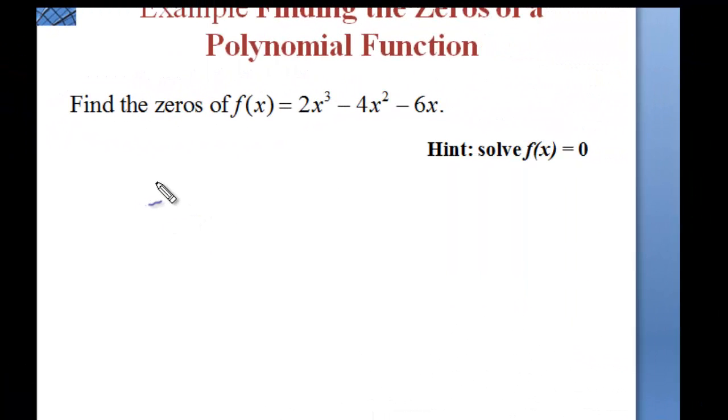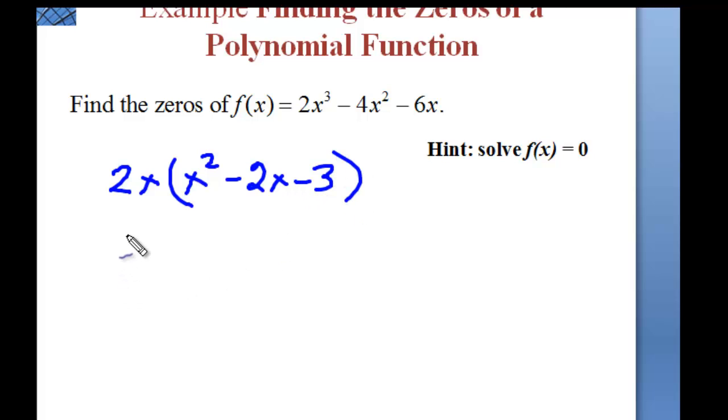To find the zeros, the first thing we want to do is to factor it, and from this function here, we can factor out 2x, and that leaves us with x squared minus 2x minus 3, and then we can factor that into two binomials, x and x, looking for factors of 3 that subtract to give 2, which would be 3 and 1, and the larger number is negative.